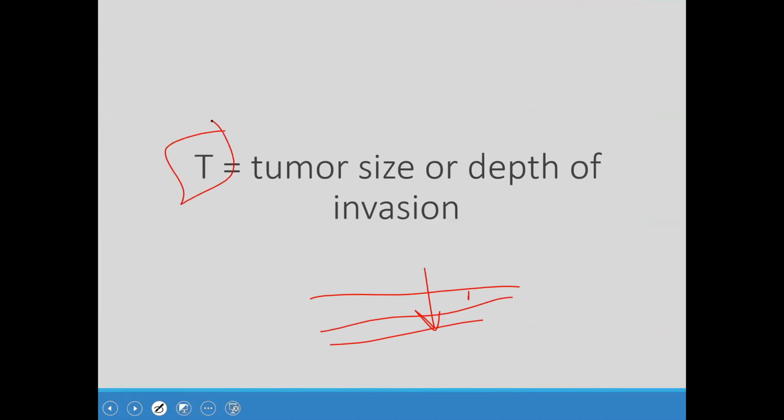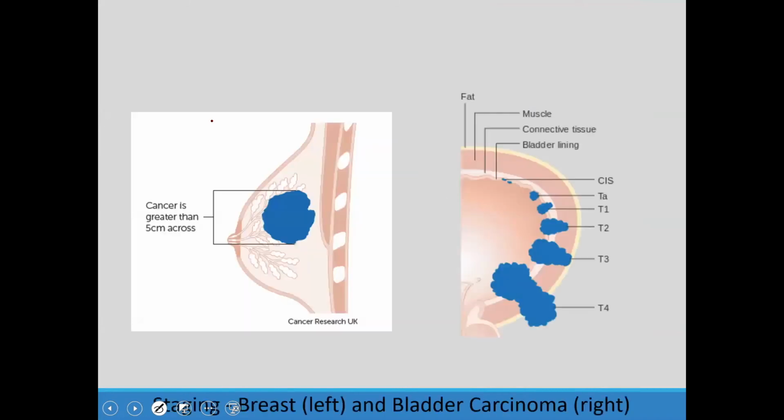So the T will be based on either the tumor size in solid organs or the depth of invasion in hollow organs. Here's an example just to highlight that. Here is breast cancer. It measures about 5 centimeters. We can confirm that using our histologic slides and our gross examination. And so this would get a T stage based on size.